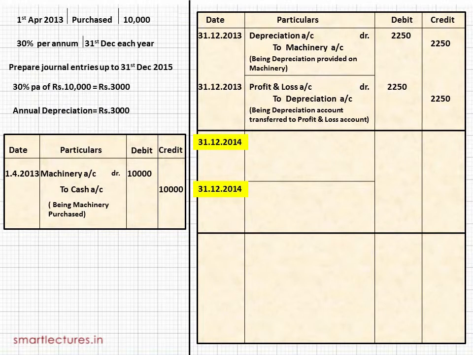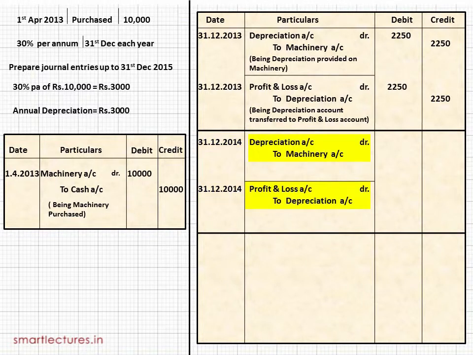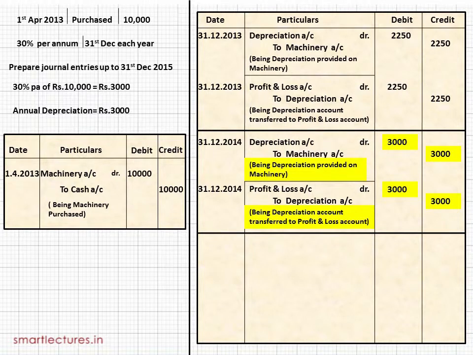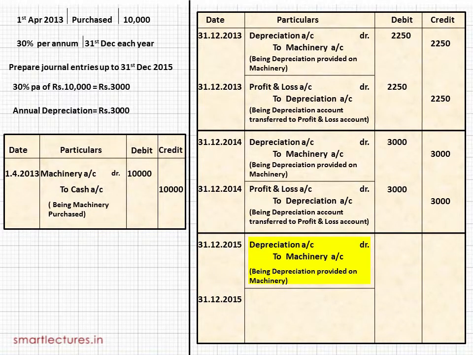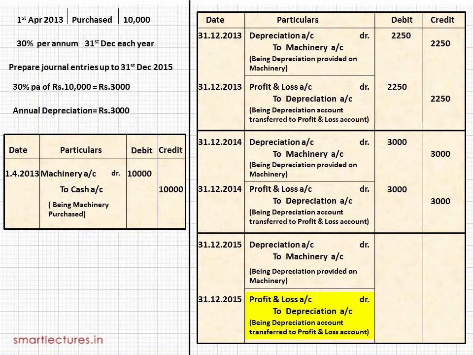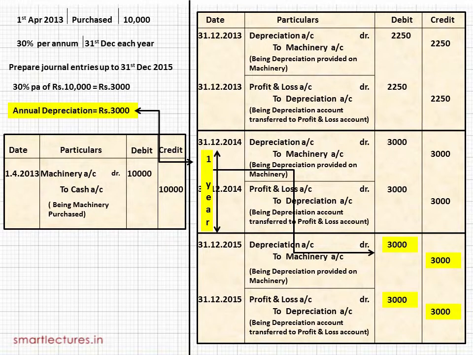You know, two journal entries are passed: depreciation account debit to machinery account and profit and loss account debit to depreciation account, and rupees 3,000 for both of the entries. Then come to the next closing, 31st December 2015. We have to provide depreciation and we have to pass two journal entries: depreciation account debit to machinery, profit and loss account debit to depreciation account. Because the usage was for the whole year and the depreciation for the whole year is 3,000, rupees 3,000 will be the amount for both of the entries.